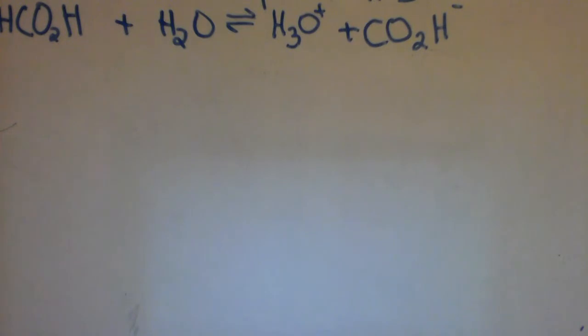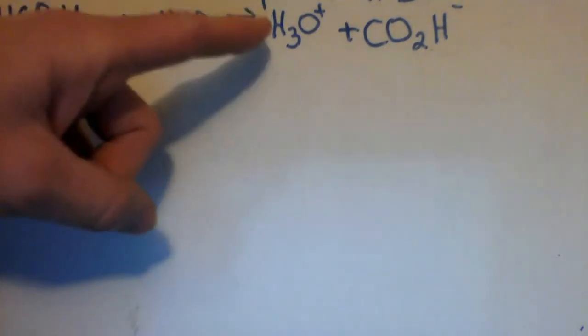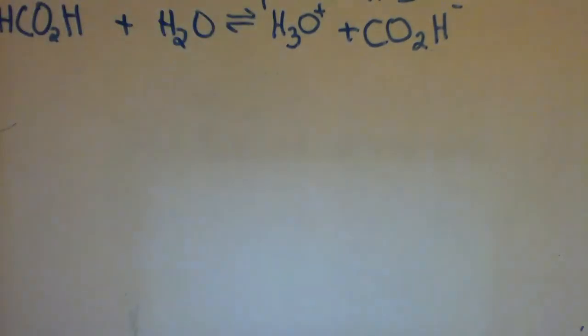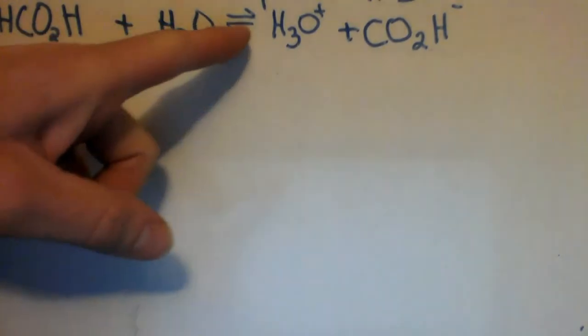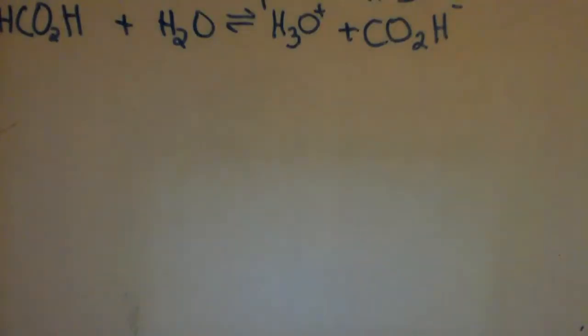We see that this equation has both a forward and a reverse arrow, and that's because formic acid is a weak acid. We know that a weak acid does not go to completion, and therefore we show both the forward and the reverse reactions.